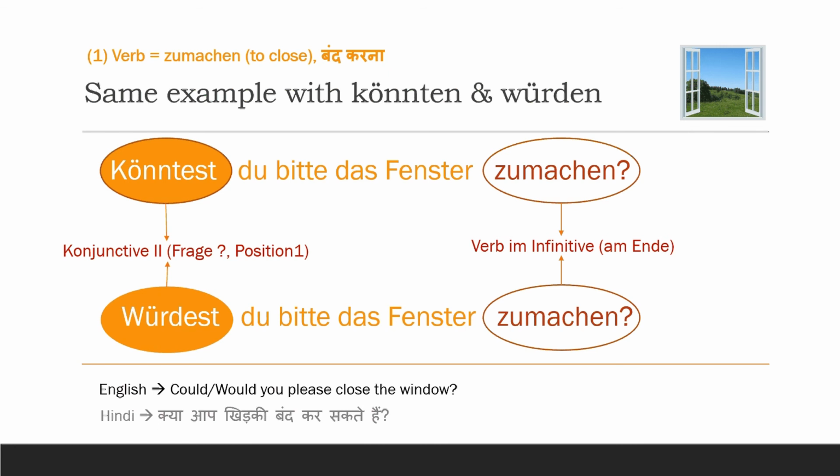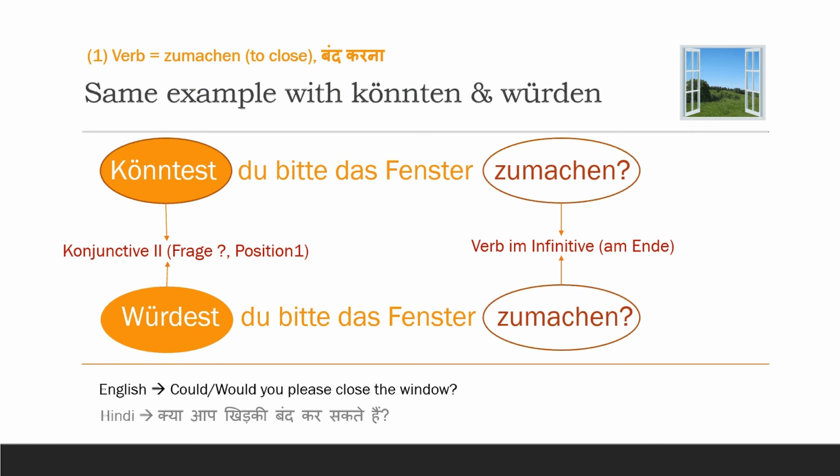Könntest du bitte das Fenster zumachen? Yes. Could you please close the window? Das Fenster. Fenster is window. Zumachen is to close. Yes. So the same sentence you can say with using würdest. Würdest du bitte das Fenster zumachen? Both are correct. There is no debate whether to use könnten or würden. They both will go in this sentence.